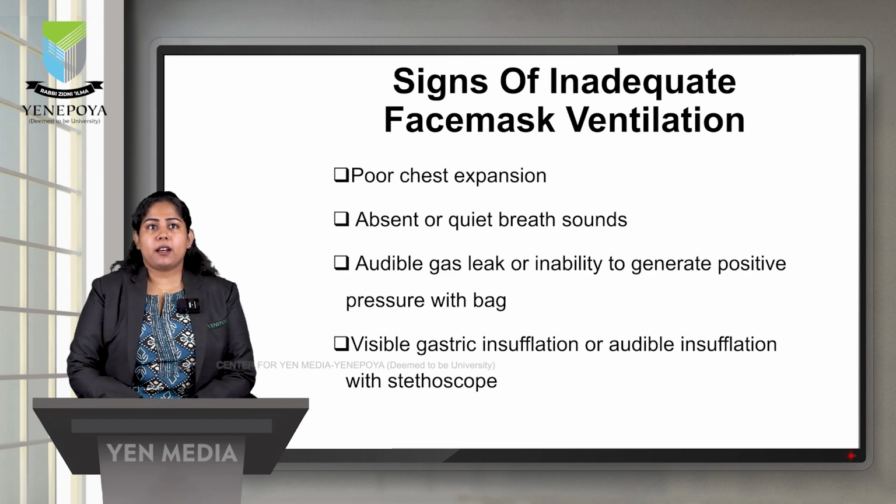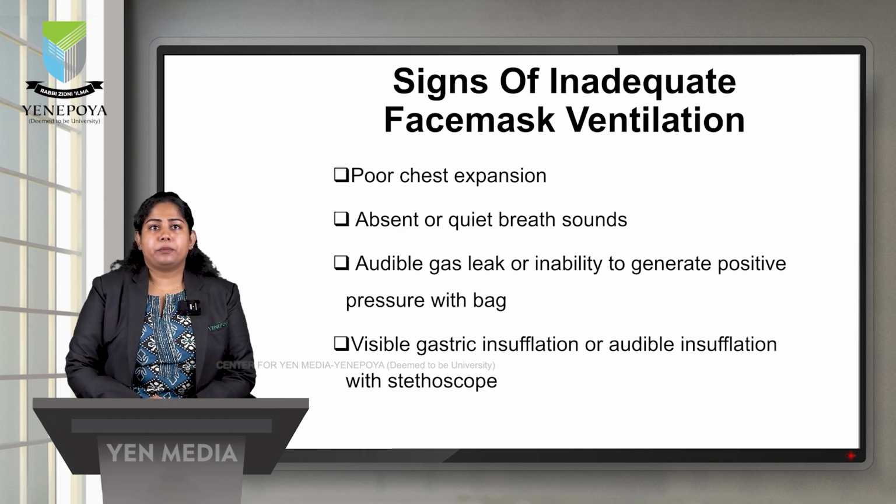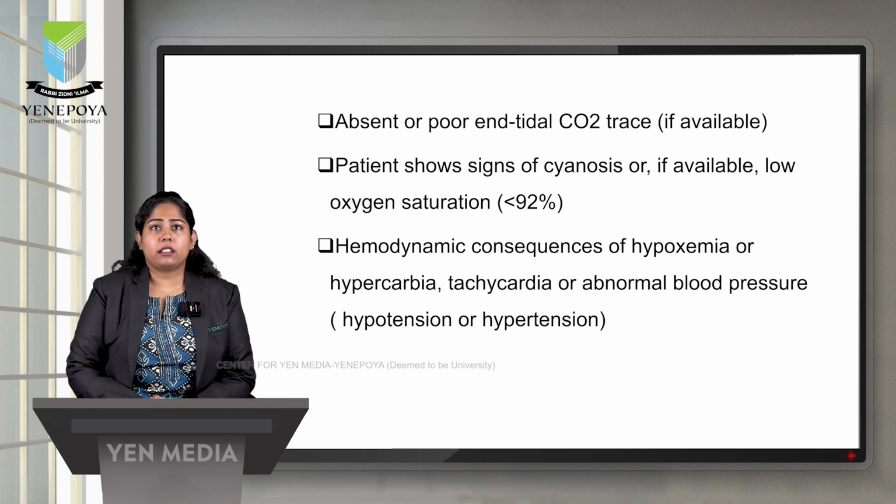Signs of inadequate face mask ventilation. First one is poor chest expansion, absent or quiet breath sounds, audible gas leak or inability to generate positive pressure with the bag, visible gastric insufflation or audible insufflation with stethoscope. Absent or poor end-tidal carbon dioxide trace if it is being used. Patient shows signs of cyanosis or, if available, low oxygen saturation, that is less than 92%. Hemodynamic consequences of hypoxemia or hypercarbia, tachycardia or abnormal blood pressure, which can be hypotension or hypertension.